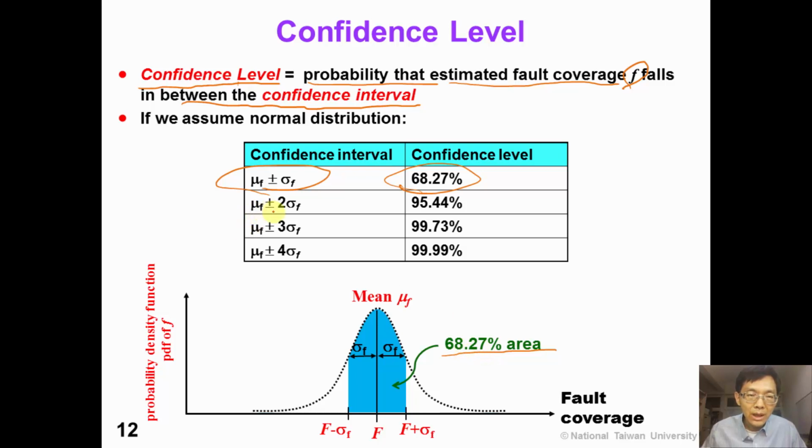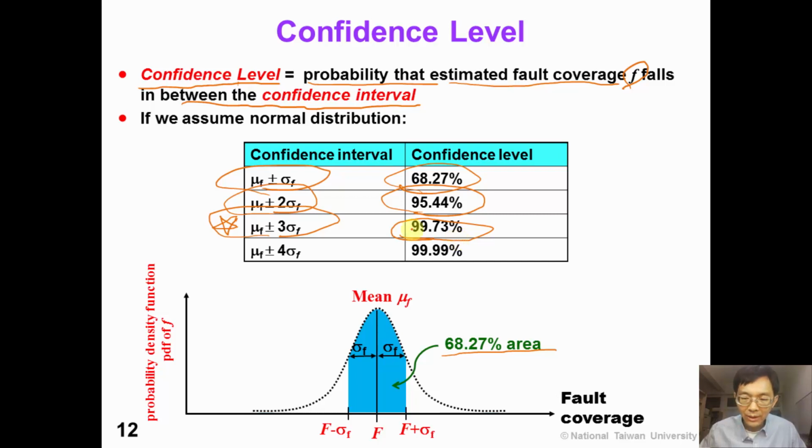If we increase our interval to plus and minus 2 sigma f, then our confidence level would increase to 95.44%. The most useful confidence level is plus and minus 3 sigma f. In this case, our confidence level would increase to 99.73%, which is good enough for many cases.